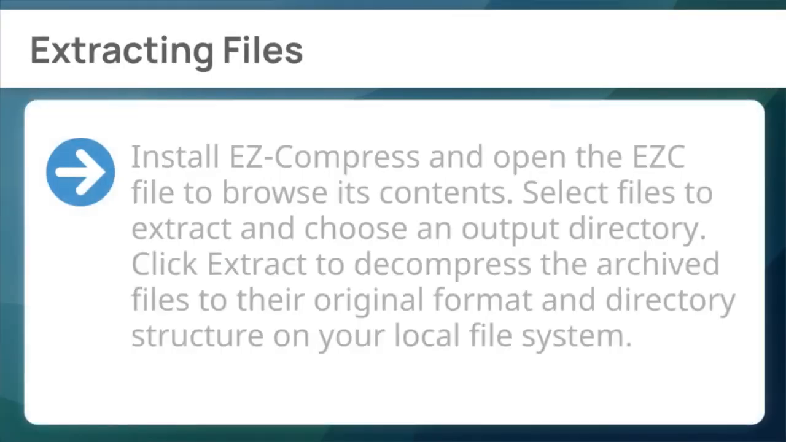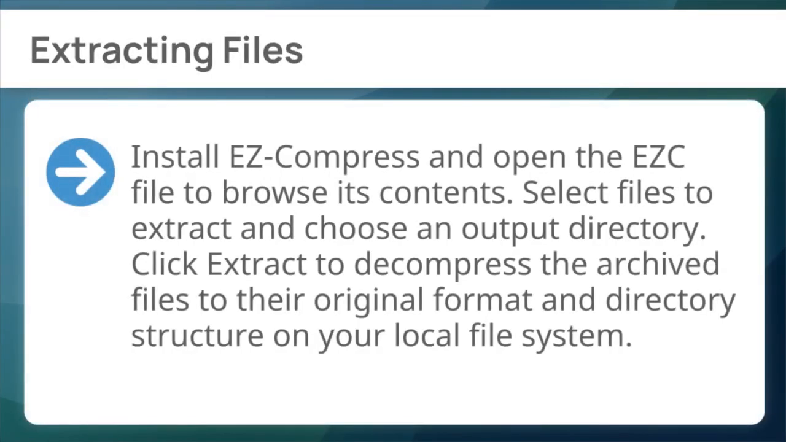First, extracting files. Install EZ-compress and open the EZC file to browse its contents. Select files to extract and choose an output directory. Click Extract to decompress the archived files to their original format and directory structure on your local file system.